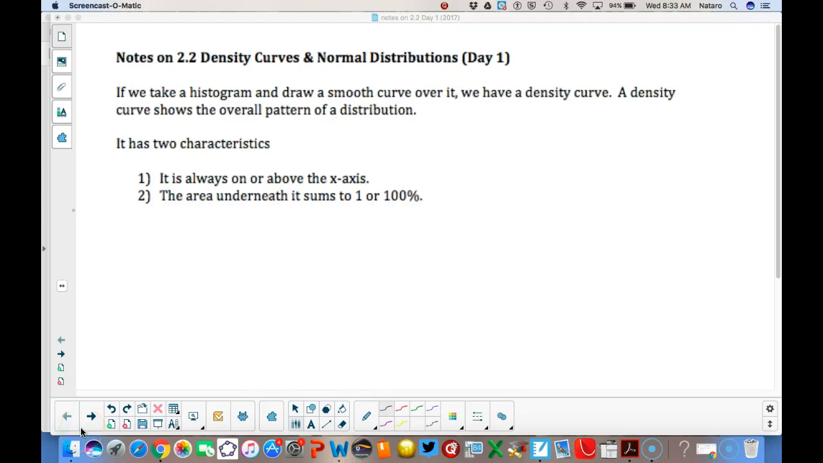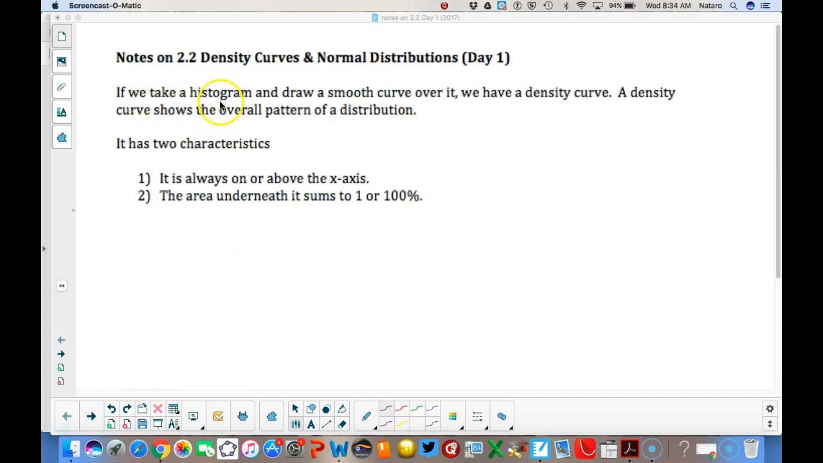Greetings, statistics students. In today's lesson, we're going to take a look at Chapter 2, Section 2, Density Curves and Normal Distributions. A normal distribution is a very specific type of density curve. So first of all, what is a density curve?